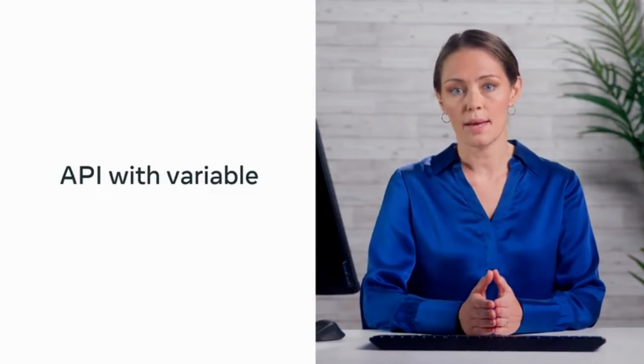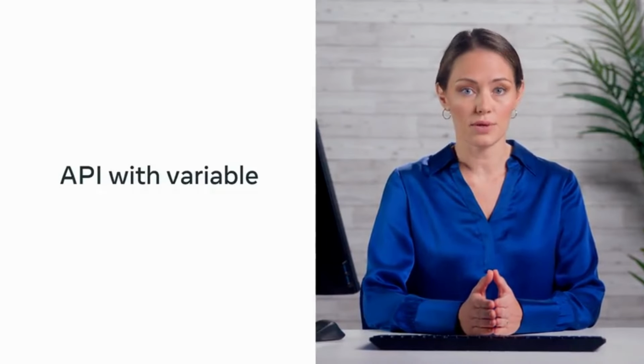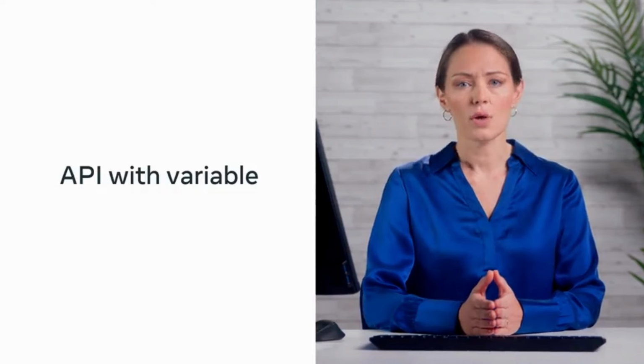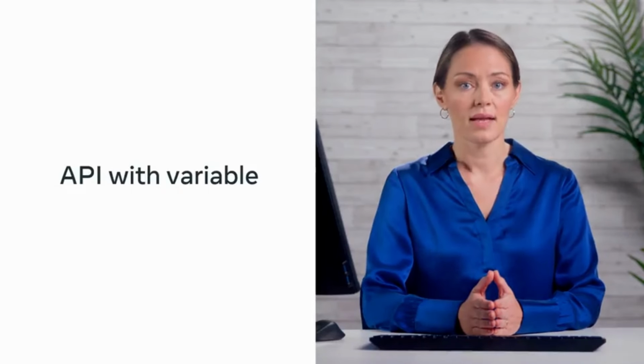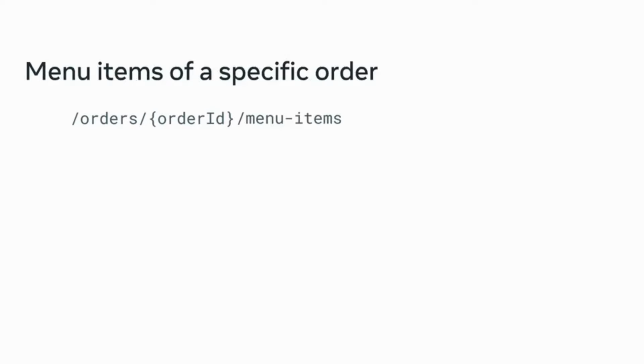If your API accepts a variable, for example a user ID or order ID, you should always represent them in camel case and wrap them in curly braces. For example, if you want to create an API for a specific order, it should be /orders/{orderId}. By adding /menu-items to the API endpoint, you can fetch the menu items for a specific order.